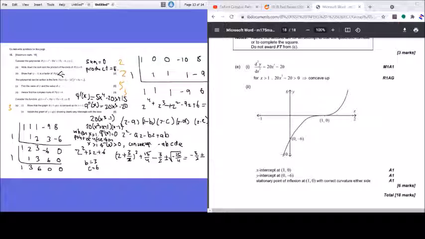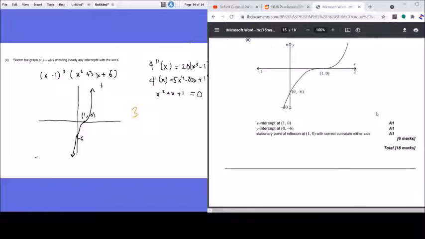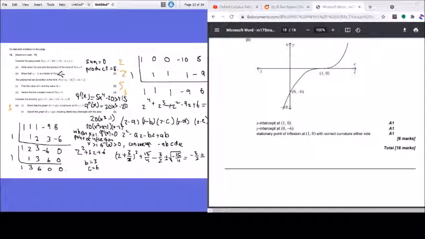And finally, we have this graph right here, which I only need the concave, I only need the x-intercept at 1, 0, and the y-intercept at -6, and the stationary point of inflection at 1, 0 with correct curvature either side, which is correct. So that is going to be positive. That's going to be 3 on 3. And so that's it. That's the International Baccalaureate Higher Level test attempt.